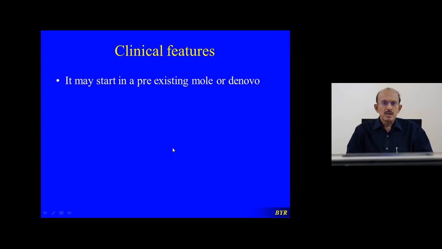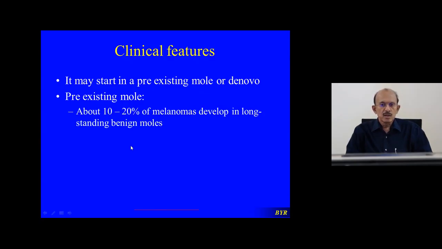Clinical features. It may start in a pre-existing mole or de novo. De novo means there will not be any history of pre-existing mole. The lesion starts just like that. Or it may develop over a pre-existing mole. About 10 to 20% of melanomas develop in long-standing benign moles.